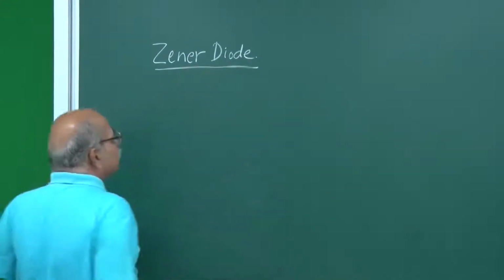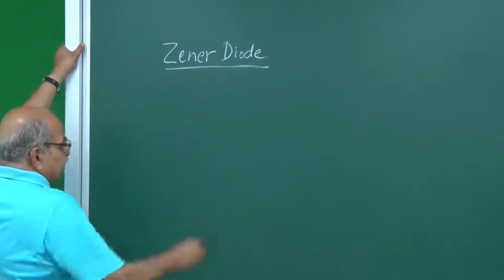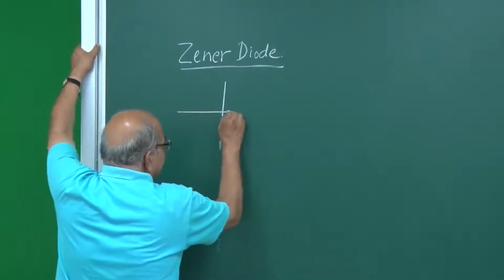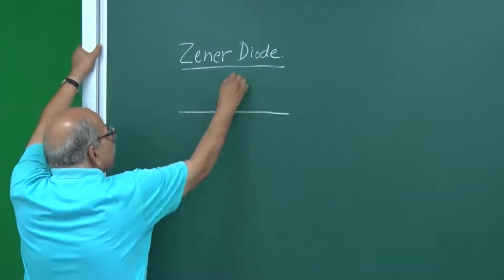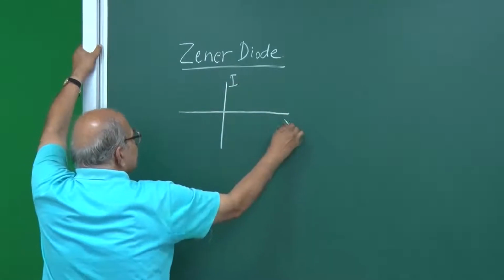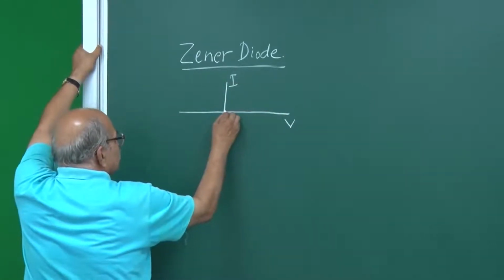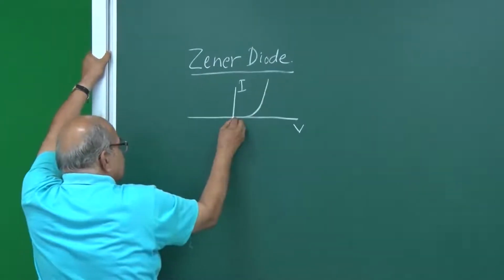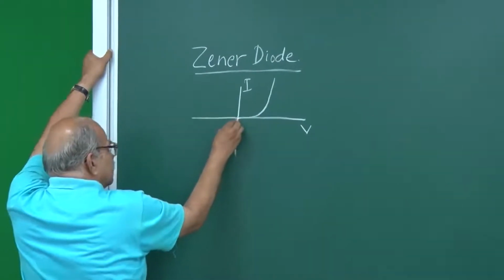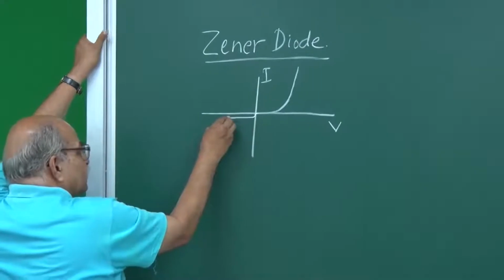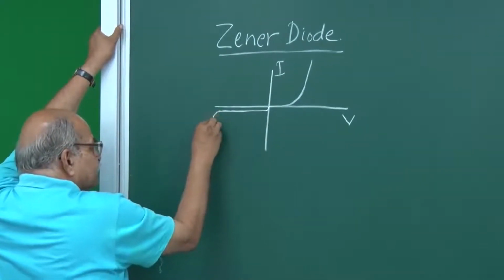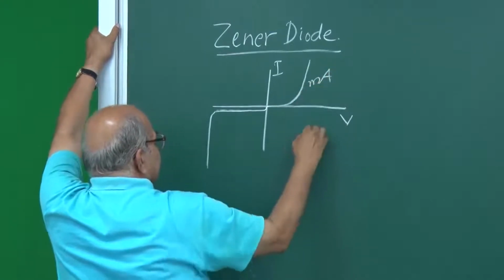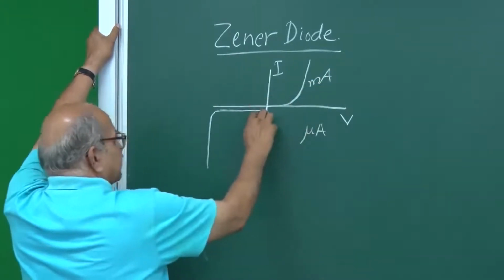and the Zener diode is characterized by its very special reverse bias characteristics. So if you have I here and V here, normally diodes will have a characteristic like this, and then on this side with a different scale, we have done that. All diodes do this. This is milliampere scale, this is microampere scale, so the scales are different.